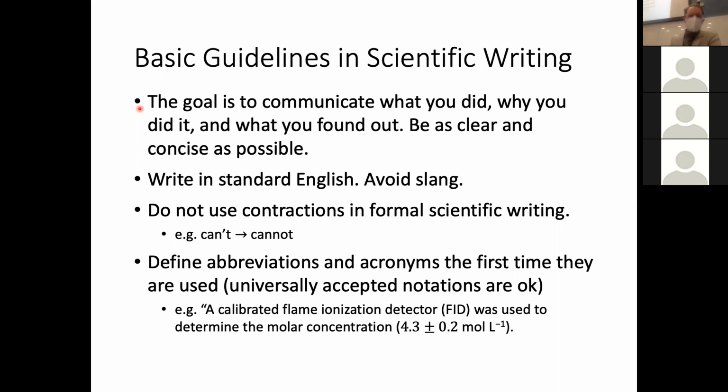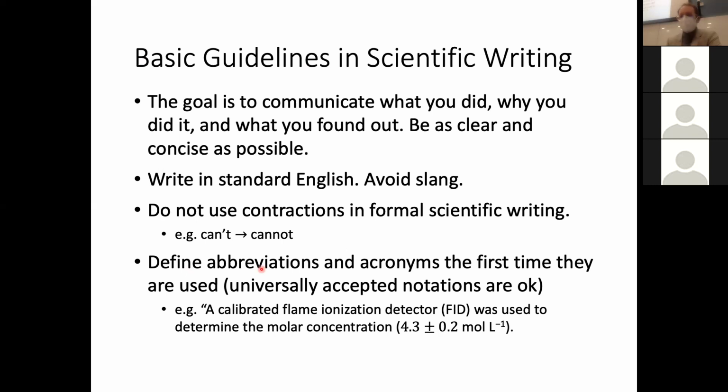So what is the goal? The goal is to communicate to other people what you did, why you did it, and what you found out, right? Because if you do a science experiment in your basement and then never report the results, then I would argue you might as well never have done it, right? Because you're not benefiting the rest of the world by reporting what you did. You want to write in standard English, avoid slang terms. In formal writing, there are some rules. For example, you don't use contractions in formal scientific writing. So for example, you wouldn't use the word can't. You want to spell out the word cannot.